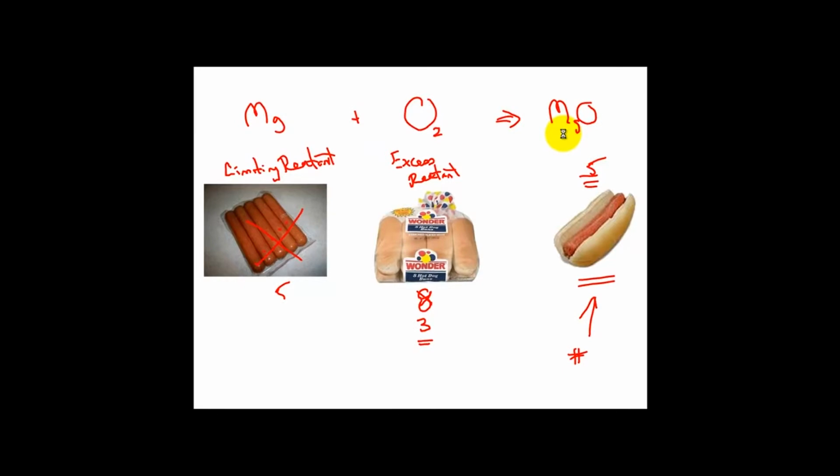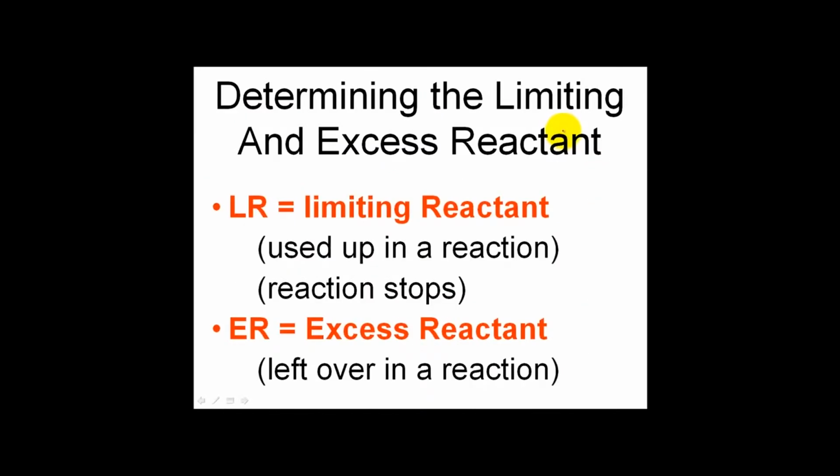So let's get to some actual text here. The text we're going to read here is that my limiting reactant is the reactant, the starting product, that is used up in a reaction. And once it is used up, big thing here, the reaction stops. Once the reaction stops, I'm going to have some reactant left over. The reactant that was not used up is called the excess reactant. It is the one that is left over.